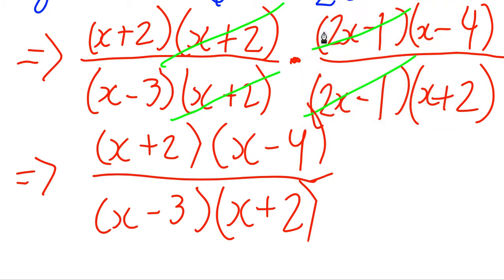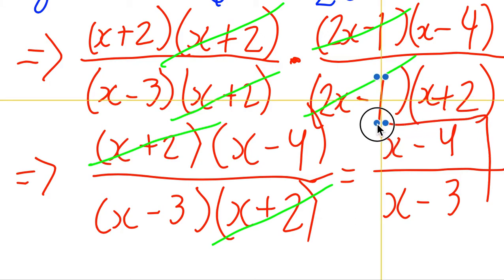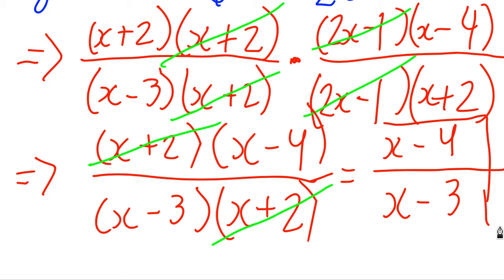And then we can see that we have an x plus 2 here in the numerator, and we have an x plus 2 in the denominator. So we can cancel that out. Okay, and I think you can clearly see that the final answer is x minus 4 all over x minus 3. So that's our final answer, x minus 4 all over x minus 3.